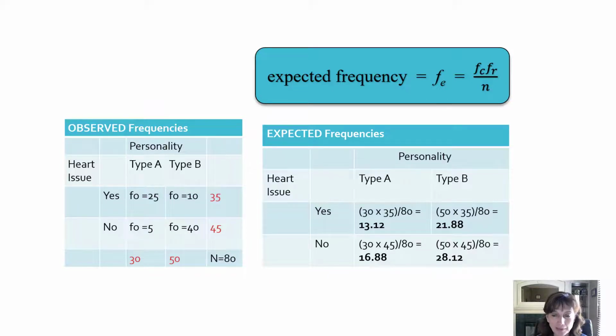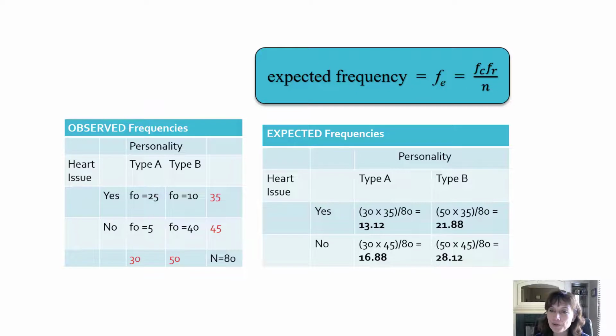All right, so let's do one more to make sure you're clear on this. For type B, yes, again I'm going to take my column total times my row total. The column total for type B is 50. The row total for having a heart issue is 35. So 50 times 35 divided by 80 gives me 21.88. That's going to be my expected value for that cell, type B, yes, having a heart issue.